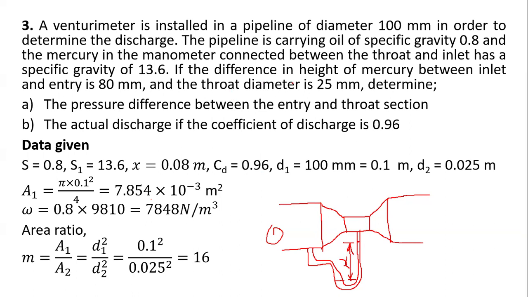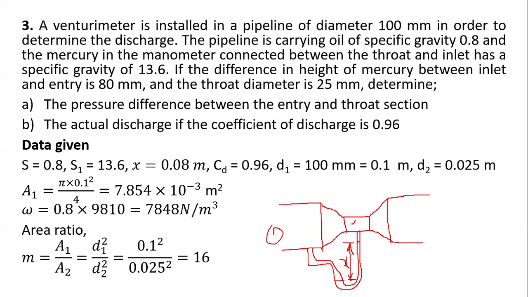So that is the difference in mercury level between the inlet and the throat. That's the 80 millimeters provided. Now we have to convert it. It's 0.08 because we divide by 1,000 as usual. Coefficient of discharge, 0.96. Then the throat diameter is 25 millimeters, which is 0.025.